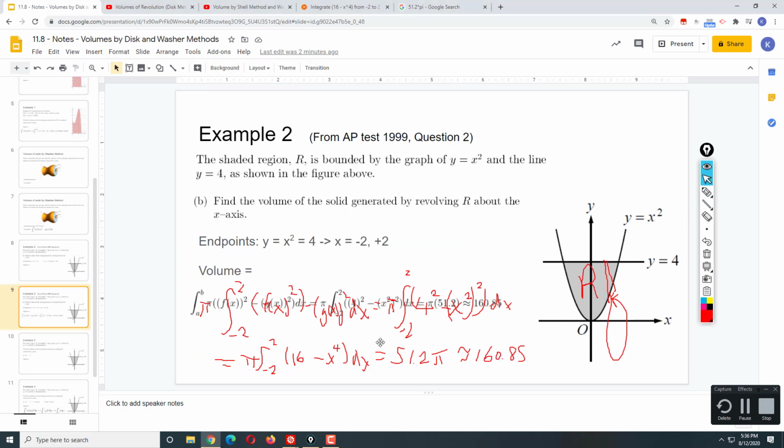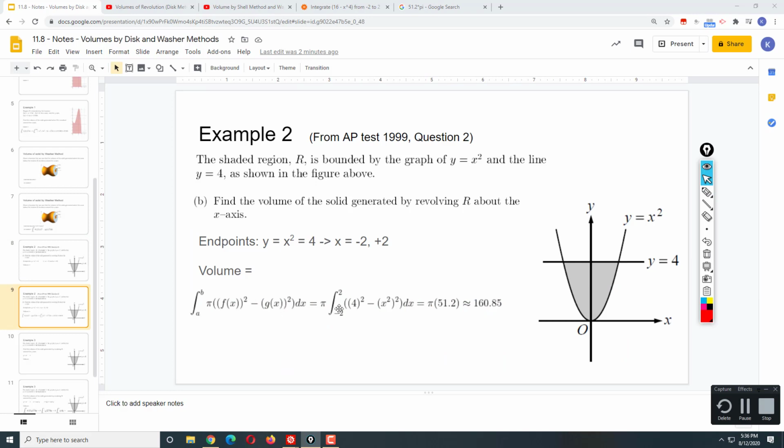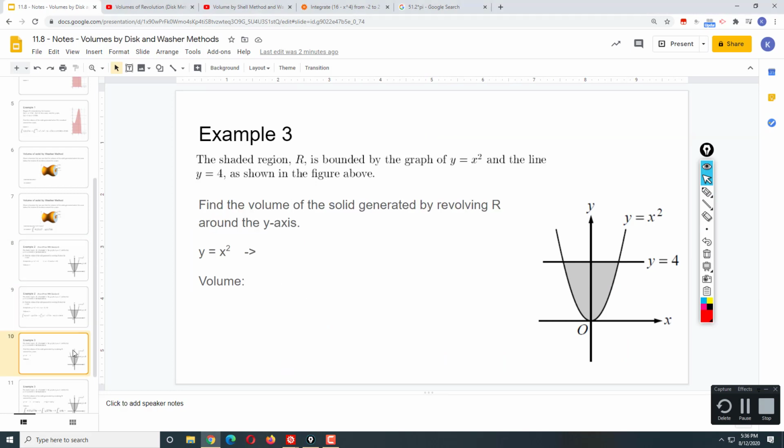Once again, I have the notes here that are typed up and more clear. Final example. Same region, same shaded region R, bounded by the graph of y equals x squared and the line y equals 4. But this time we want to find the volume of the solid generated by revolving R around the y-axis, not the x-axis this time. So we have this, and we're going to revolve around the y-axis.